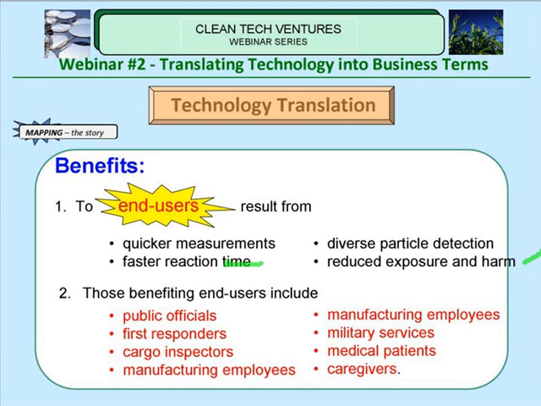That's particularly important to the end users, namely the military folks who are out in the field, but it's also very important to caregivers themselves. Also important to those who are inspecting cargo ships. So the benefits are derived by the end users of the eventual end use product.